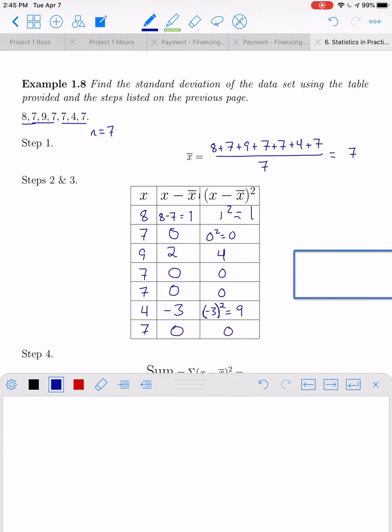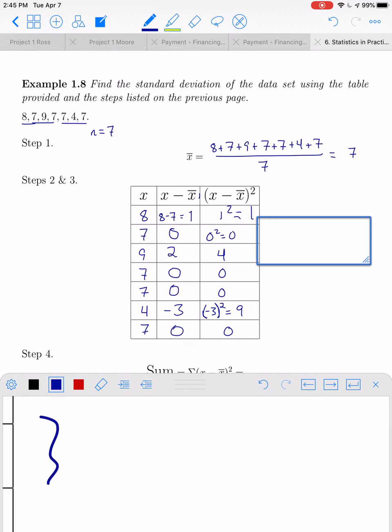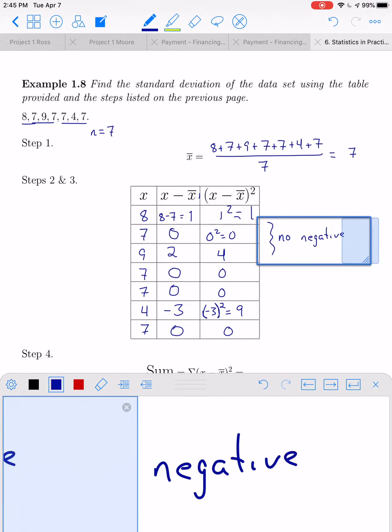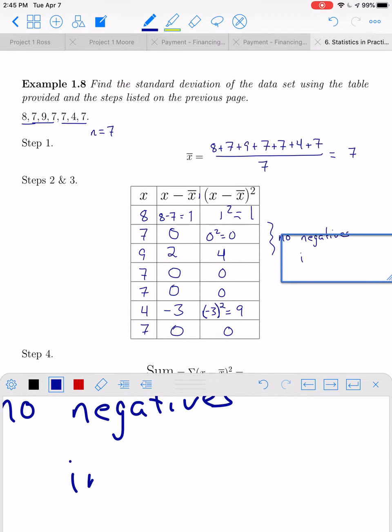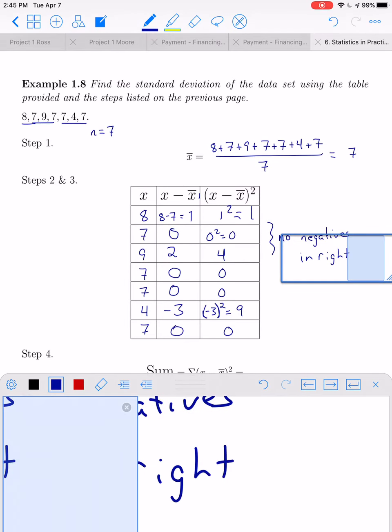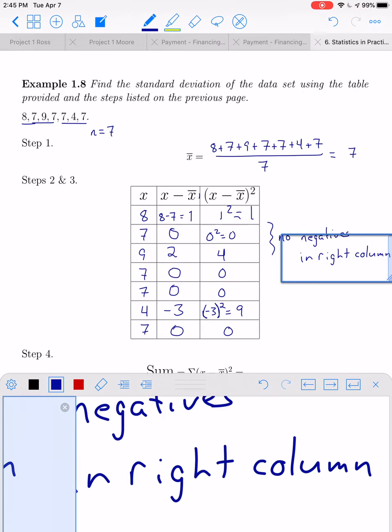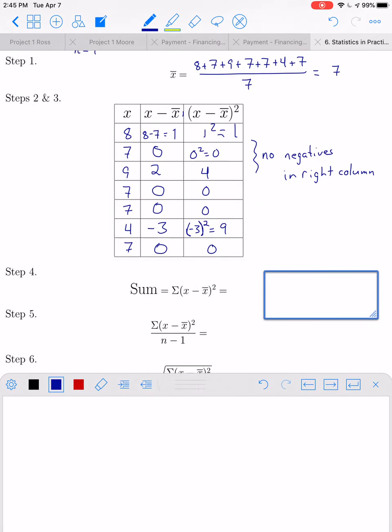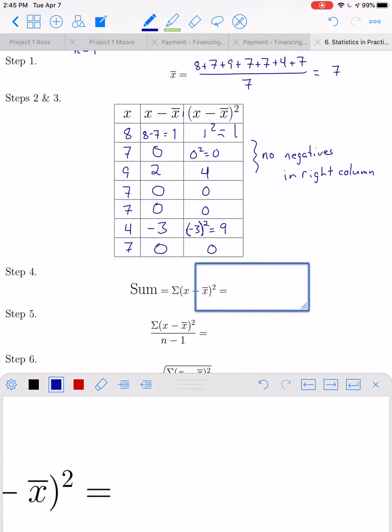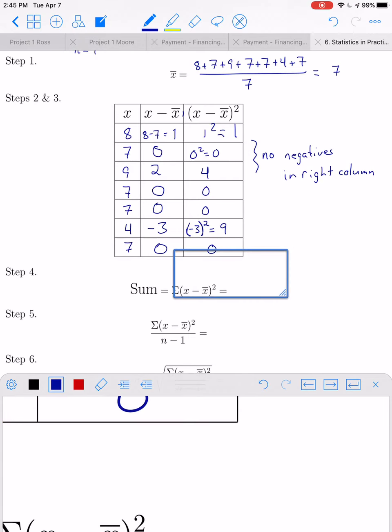In fact, when you're done with this column, it's a great idea to have a look at it and make sure there are no negatives along the entire thing. No negatives in the right column. Okay, it's worth writing down. Okay, so that completes steps 2 and 3, the deviations from the mean, and then the squared deviations from the mean. So the next step is to add up everything in this column.